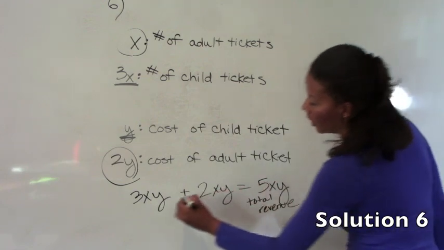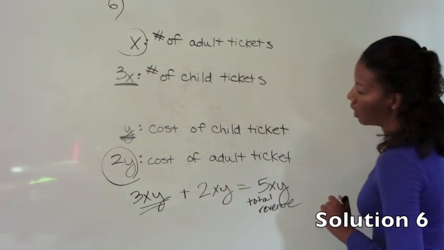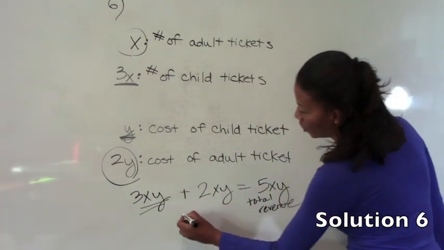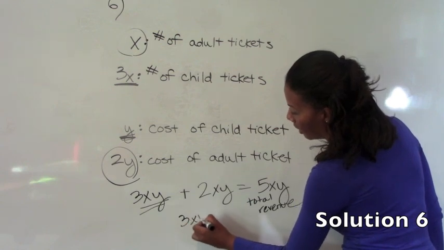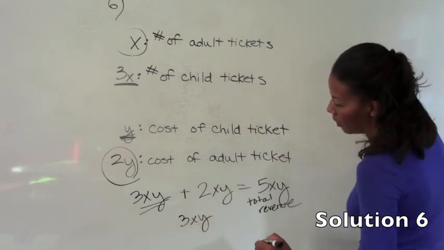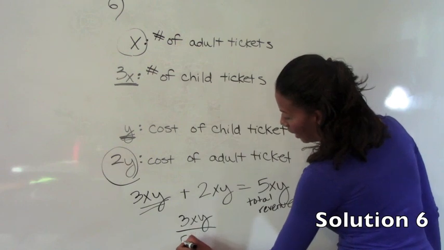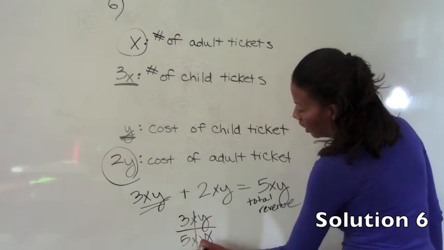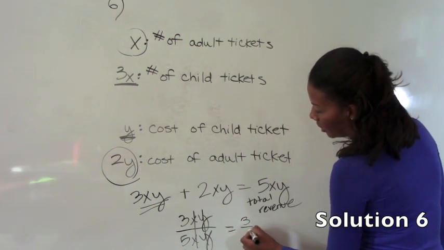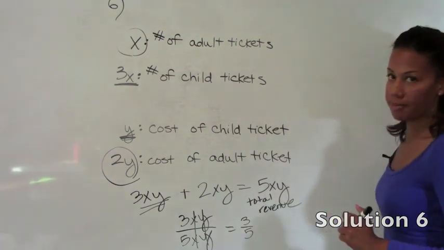Remember, this first one is how much revenue was brought in from the sale of the children's tickets. So the fractional part brought in by the children's tickets is the part brought in by children divided by the total revenue. Our variables cancel, and we get 3/5 as our answer.